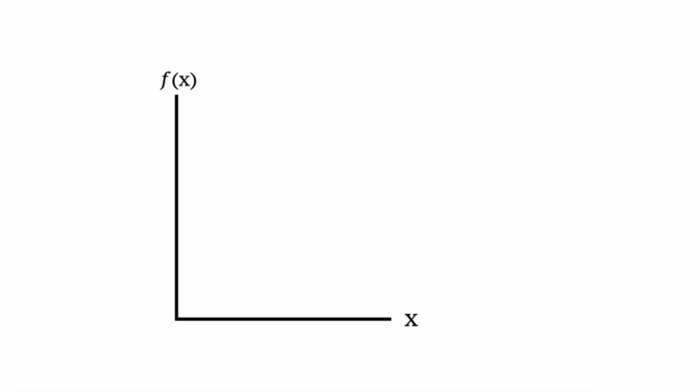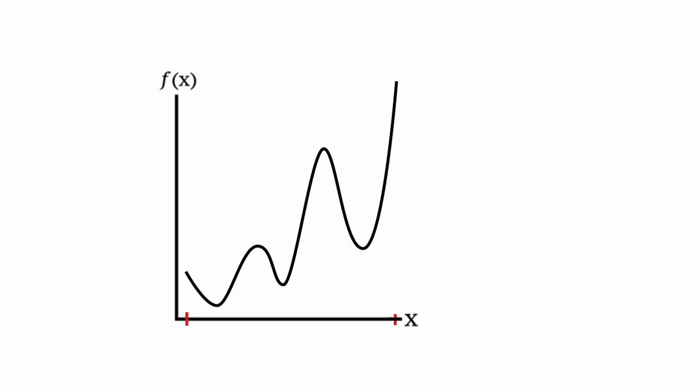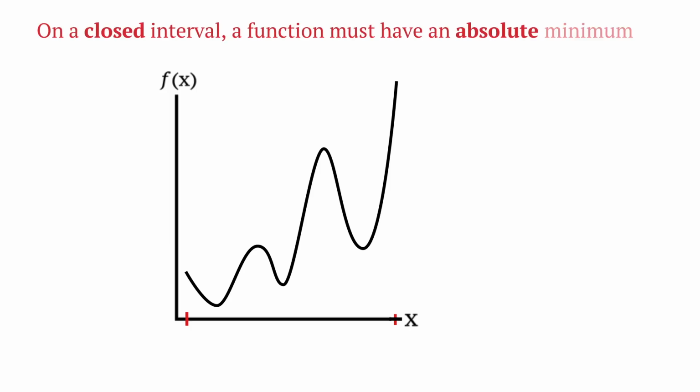Lastly, there is EVT, or extreme value theorem, which concerns a graph's extrema. EVT states that on a closed interval, a function must have an absolute minimum and maximum if it's continuous. Now, we can apply EVT to find these extrema. In this example, I'll find the absolute maximum point on this graph.